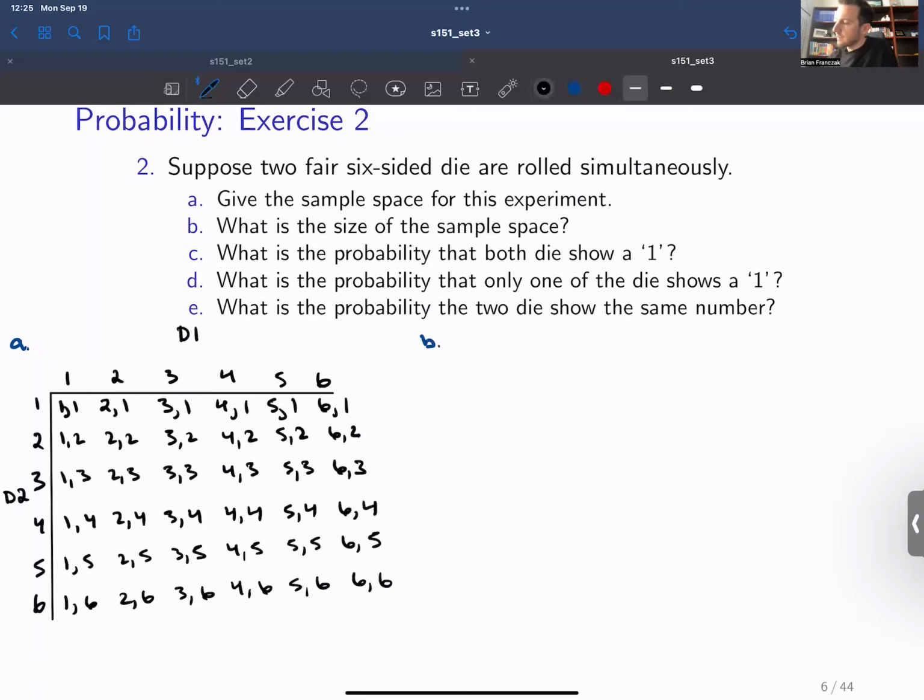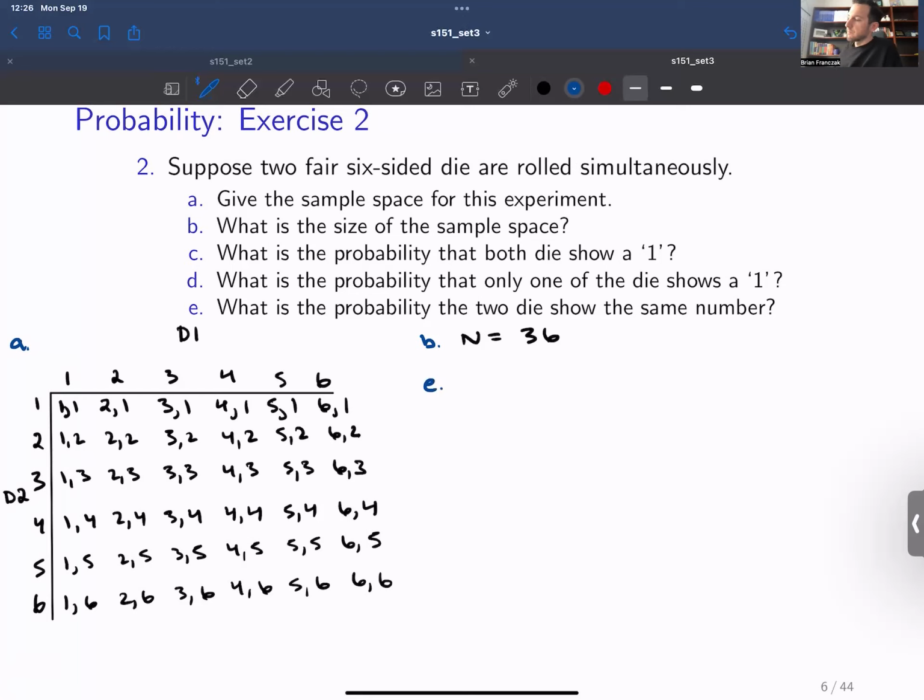Okay, part B asks, what is the size of the sample space? So here we have capital N is equal to 36, because you can see from the table in part A, there are 36 different combinations that can be observed each time you roll the die.